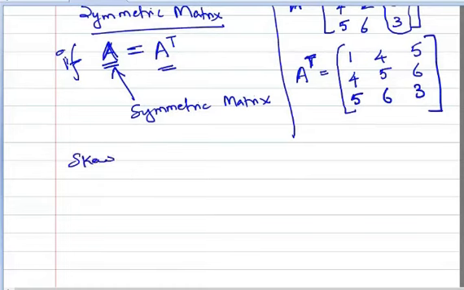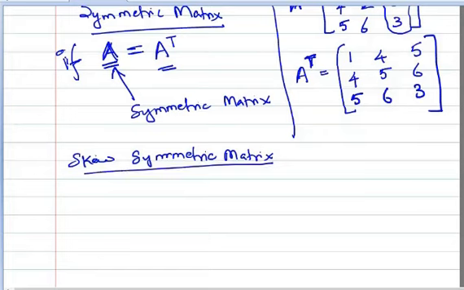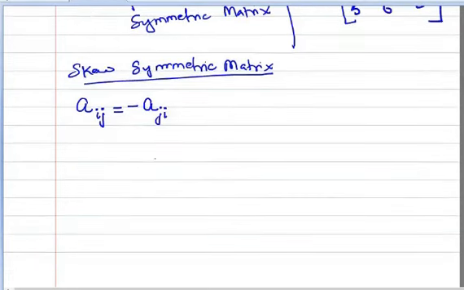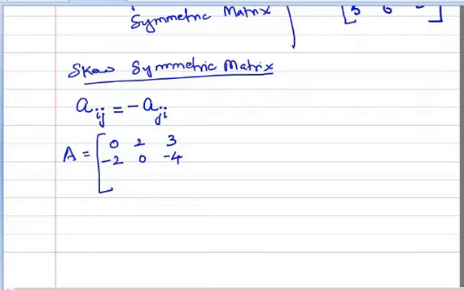Next is the skew symmetric matrix. In a skew symmetric matrix, the element in the ith row and jth column is equal to the minus of the element in the jth row and ith column. If it is a little bit confusing, you can understand with this example. A is equal to 0, 2, 3, minus 2, 0, minus 4, minus 3, 4, 0.